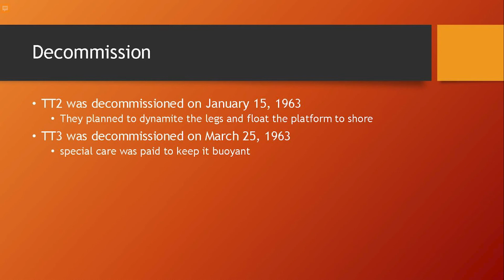On January 15, 1963, TT2 was decommissioned and the legs were dynamited, and they planned to float the platform to shore. Just like Texas Tower 4, Texas Tower 2 plunged into the ocean and sank to the bottom. Salvage was not possible, and the structure still sits on the bottom of the ocean today.